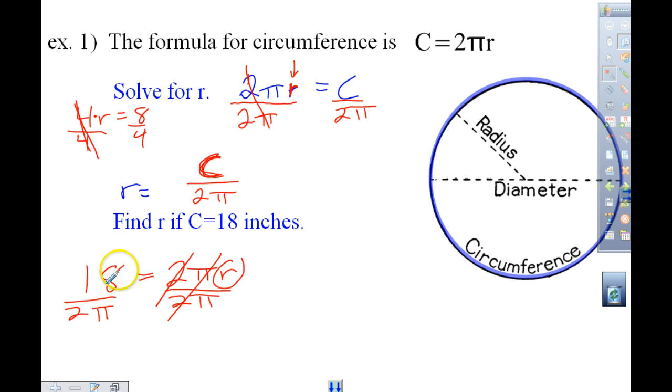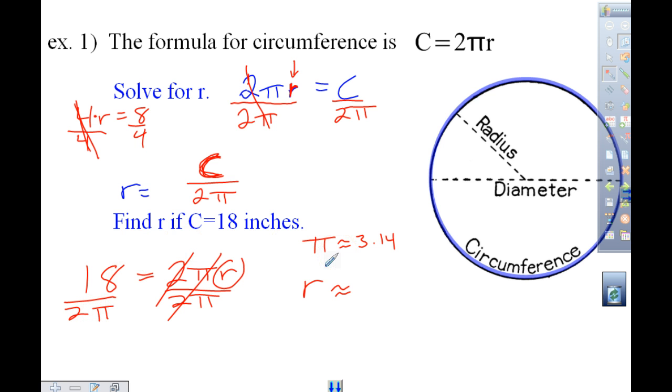Alright, so go ahead and calculate this. What is 18 divided by 2 pi? And remember, pi is approximately 3.14. So our answer is going to be r is approximately... And you can always estimate, let's see here, let's say I round this to 3. 2 times 3 is 6. 18 divided by 6 is 3. So the answer is around 3 somewhere.